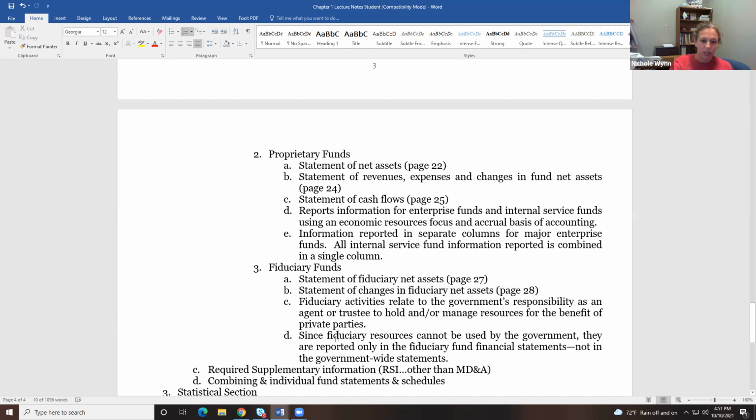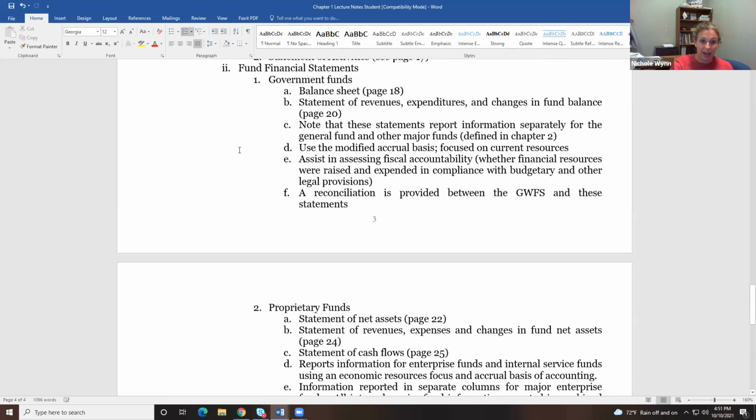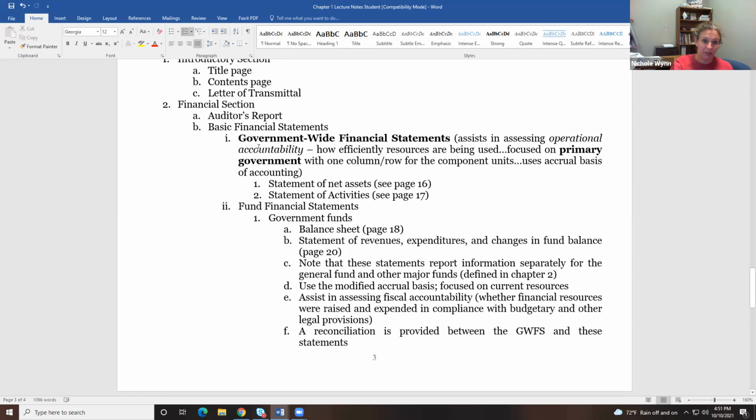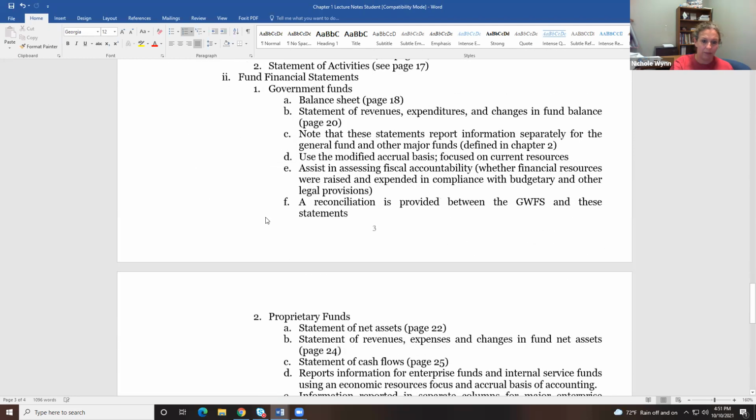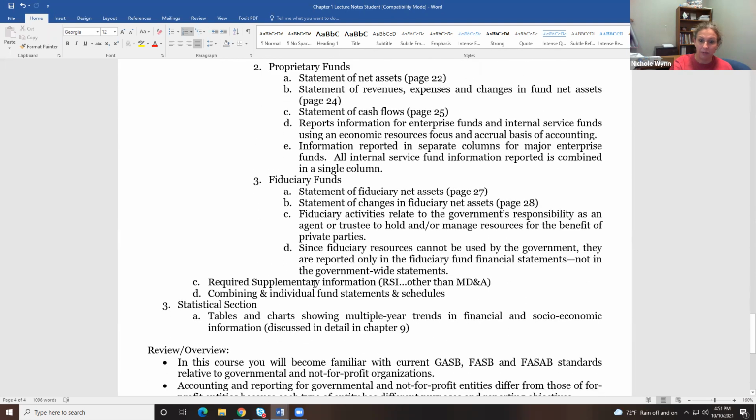All right, so still within that financial section, we're in the basic financial statements section. We will also have the required supplementary information, which would be like extra notes and things like that. And then some combining statements and schedules. And then in the statistical section, you'll see tables and charts with lots of years of data and that kind of stuff.